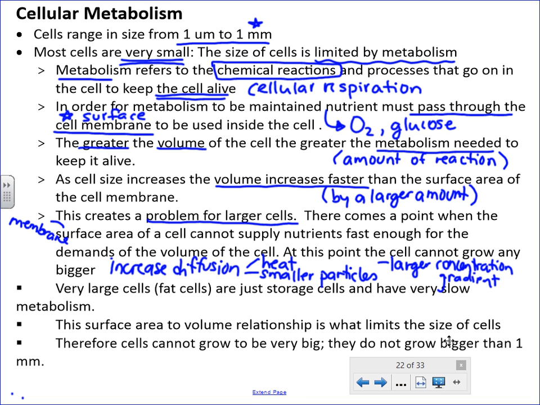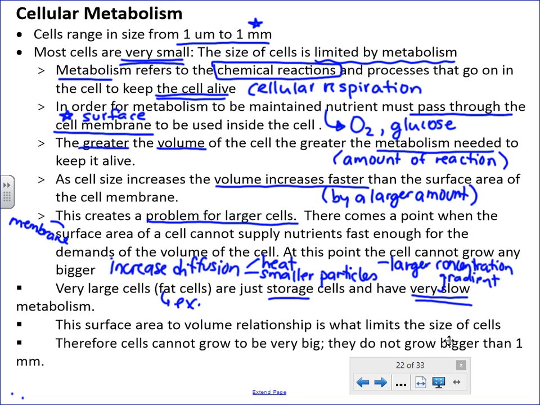So very, very large cells, fat cells would be an example of a very large cell, are generally just for storage. And they would have very, very slow metabolism. That means that not a lot of processes would be happening inside that kind of a cell, not like, say, a muscle cell that's constantly contracting and relaxing to help you move.